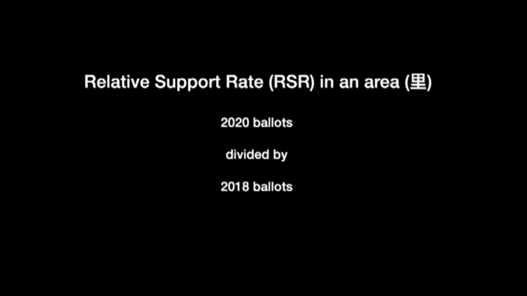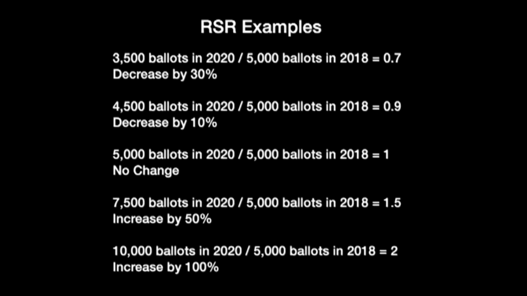Okay, so this is the first page of Dr. Ma's analysis, and it basically explains what a relative support rate is, or RSR. An RSR is the current number of ballots found in an area for a certain candidate or party divided by the number of ballots that were gotten in the last election. So you basically take what you got this time and you divide it by what you got last time. So if you got the same amount, then you would get a value of 1.